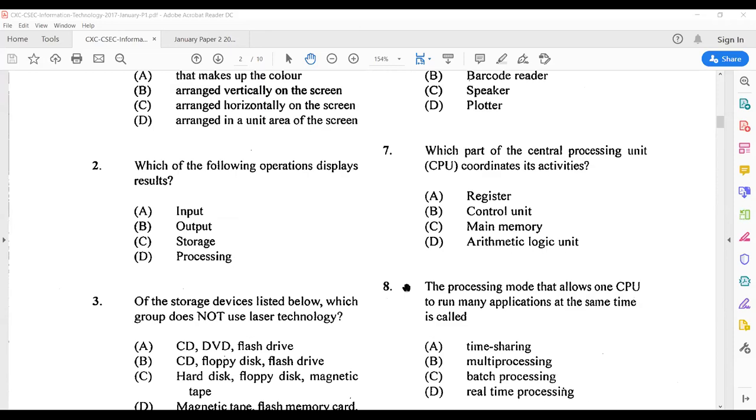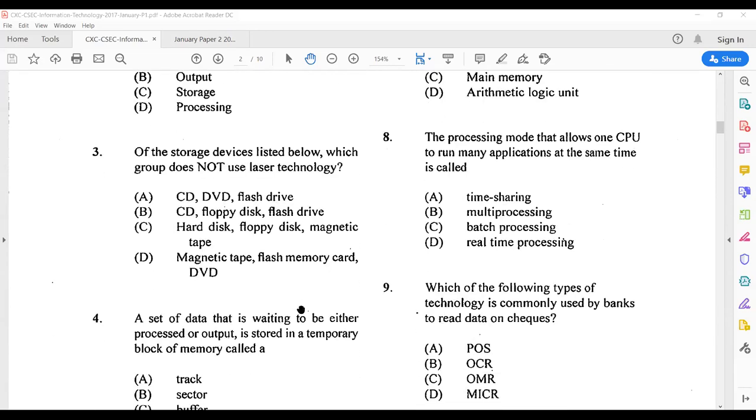Question two. Which of the following operations displays results? Input, output, storage, and processing. B, sir. Yes, output. Remember when we did the IPO chart, when we have a problem, the output is used to print information to the screen, to the user. If we're doing a sum of two numbers, the input will be the two numbers, processing would be the addition of the numbers, and the output would be the sum, which will be printed to the screen. So output displays results.